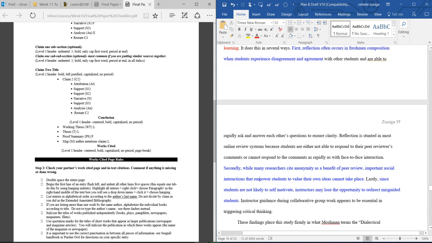Secondly, many researchers cite anonymity as a benefit of peer review. People like the feeling of being anonymous. Even if you know someone's name, you don't really know them, right? But social interactions that empower students to value their own ideas cannot take place in anonymous situations. So we see basically that when you're anonymous, you lose that uncomfortable feeling. It's slightly uncomfortable to have someone know you and judge you for you. And the internet is anonymous.